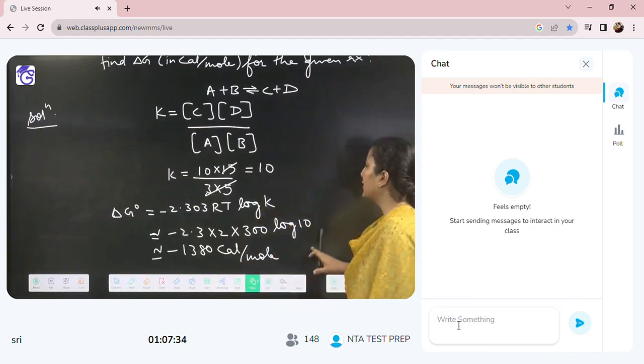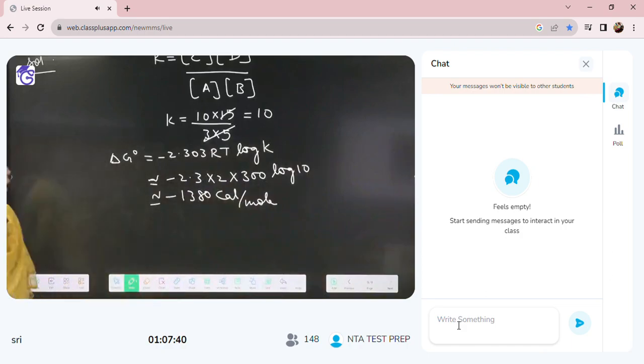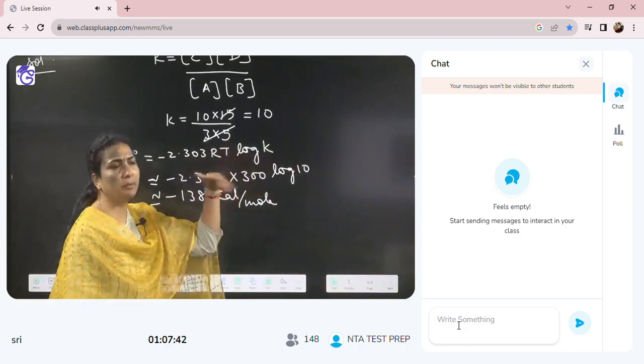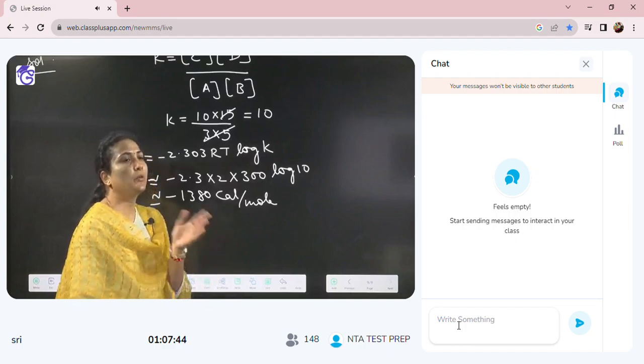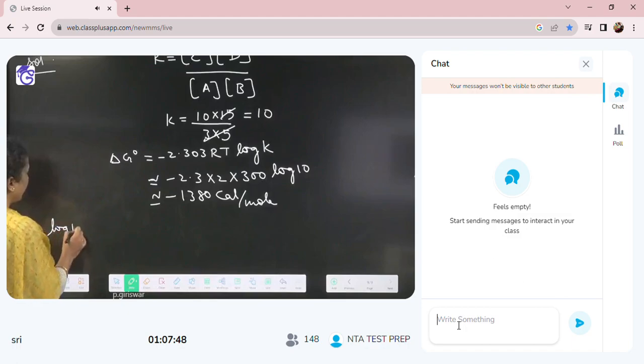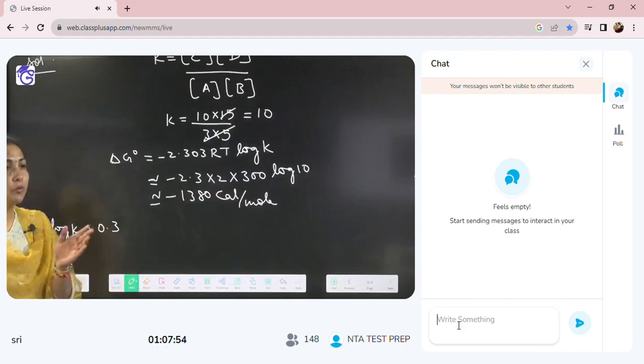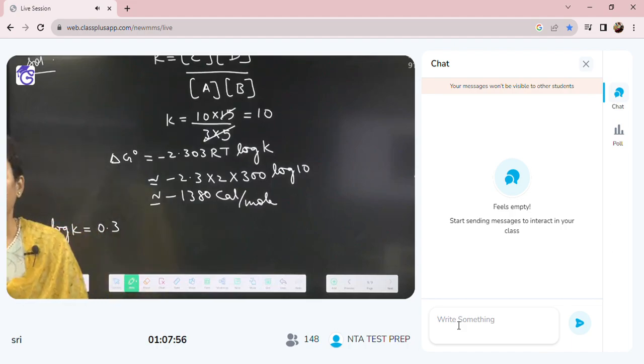Now, here I have given you a simple question where only log K has to be found. Sometimes delta G naught might be given and you have to find the K value. So in that scenario, a simple one I am telling you, not the interpolation part: suppose after calculation you get log K value as 0.3, then what will be the value of K here? What will be the value of K here?